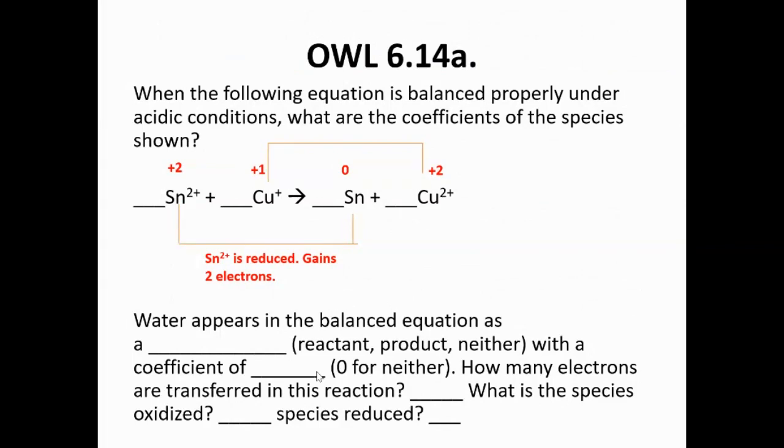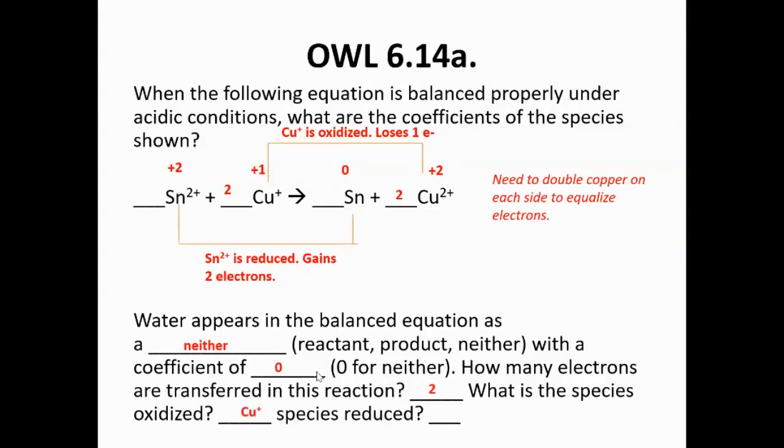Let's look at what's happening with copper-1. Copper-1 is changing into copper-2. It's becoming more positive. It is losing electrons. Copper-1 is being oxidized. We have a gain of 2 electrons by tin, but a loss of only 1 electron by copper. So the electrons are not equal. That's when we need to double the copper. Now the electrons are equal.